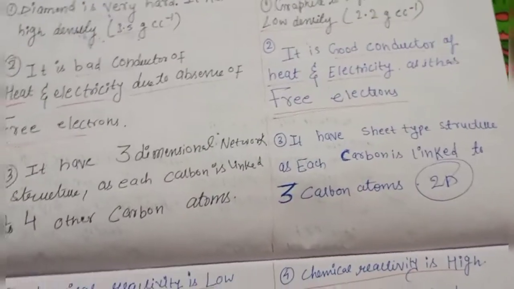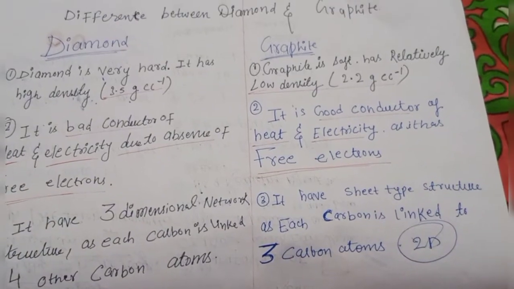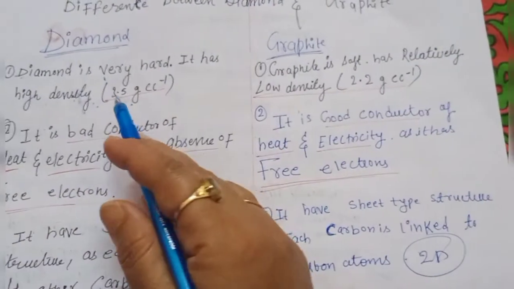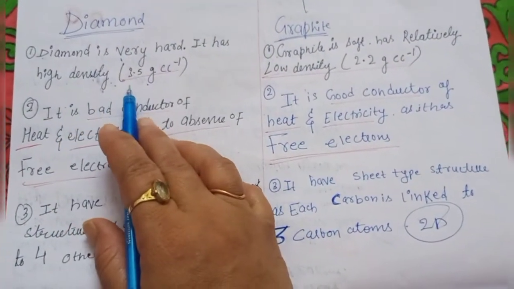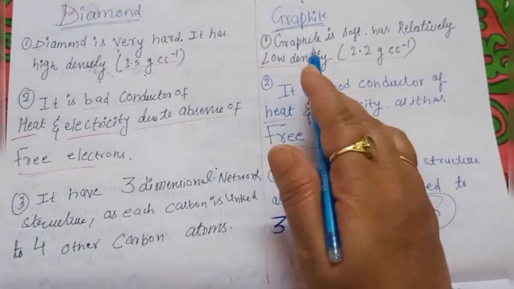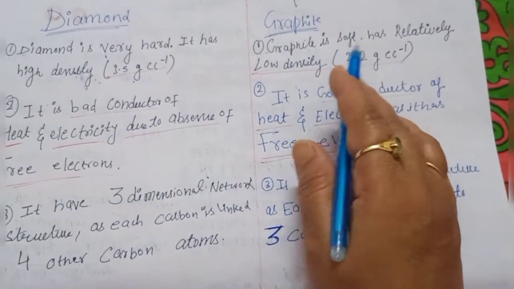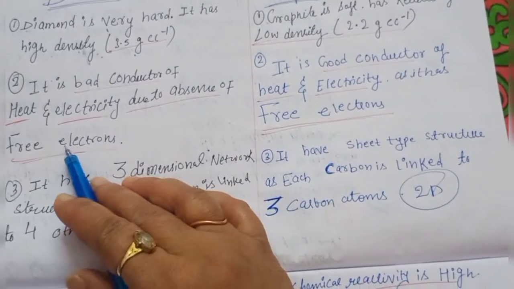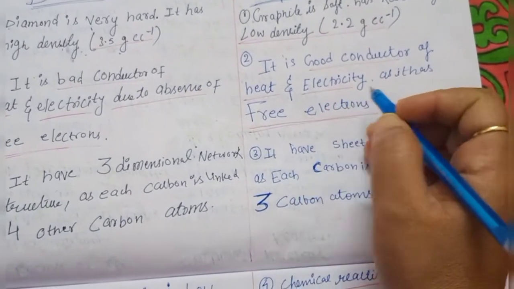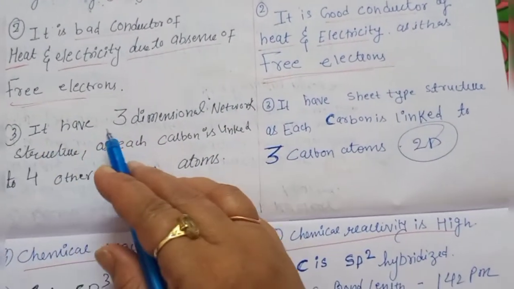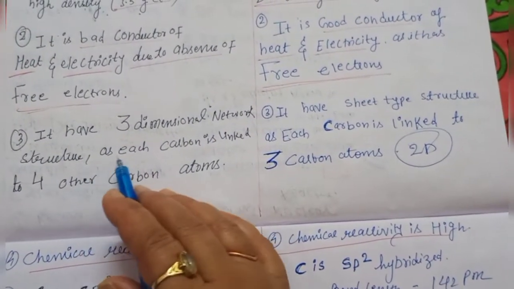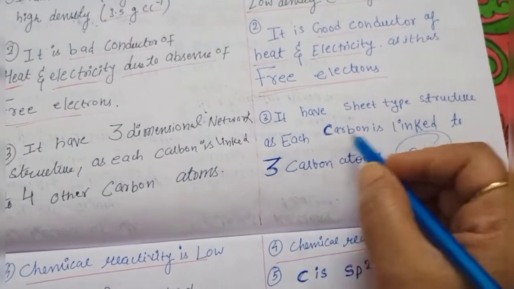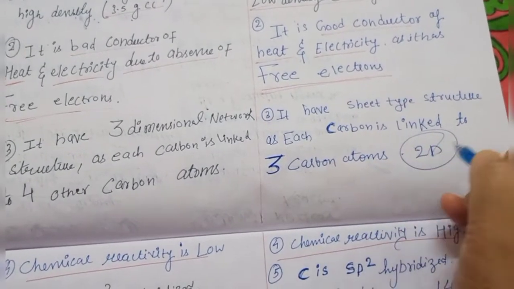Next, sometimes they ask the difference between graphite and diamond. So we will first discuss diamond. It is very hard. It has very high density, that is 3.5 grams per cc. But graphite is soft and has relatively low density. Diamond is a bad conductor of heat and electricity due to the absence of free electrons. Graphite is a good conductor of electricity and heat because of the free electrons. Diamond has a three-dimensional network structure, as carbon is linked to 4 other carbon atoms, and graphite has a sheet type structure, as each carbon is linked to 3 carbon atoms.